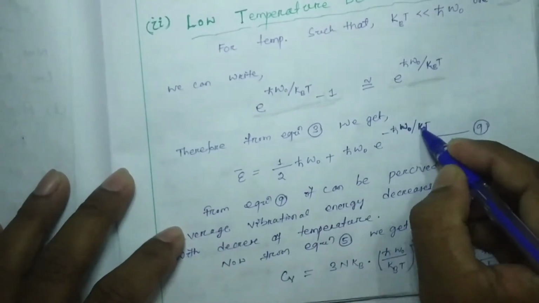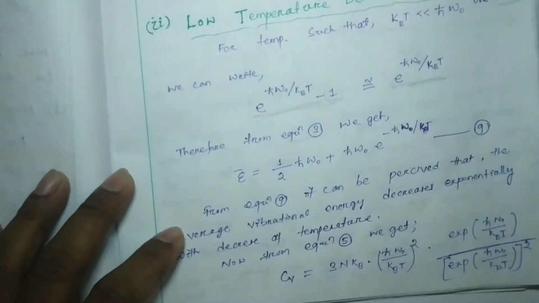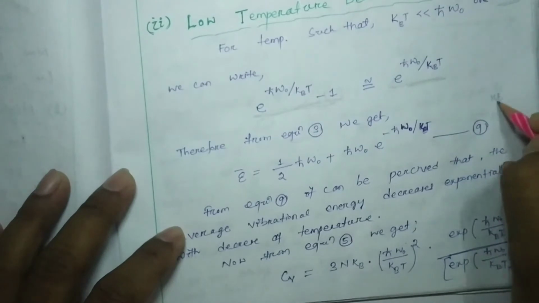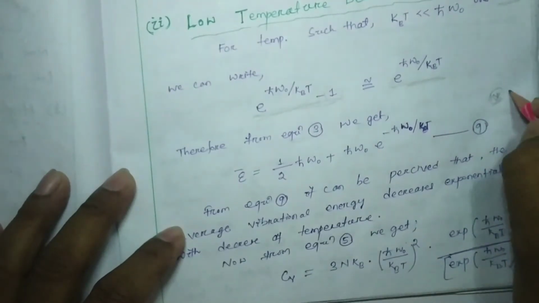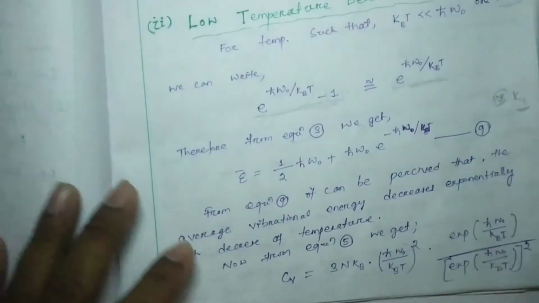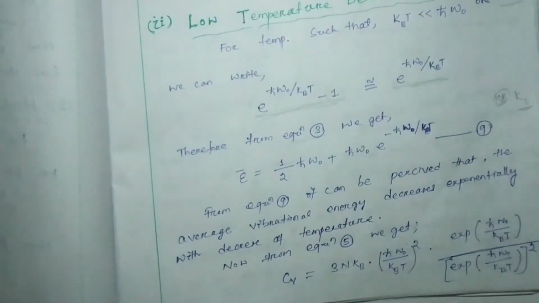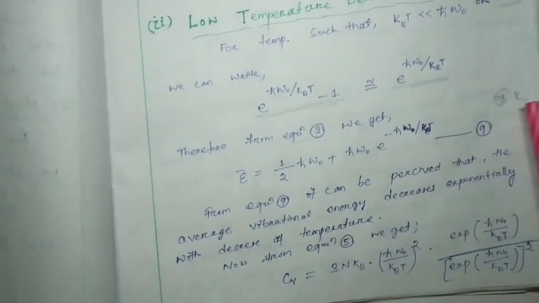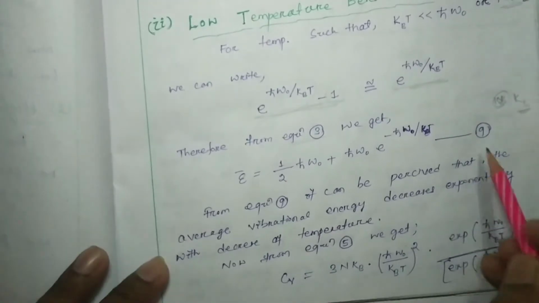Don't write in multiplication format, don't write like k into b, actually this is k subscript b. Wherever I have written KB, B is always at the subscript. So this is equation number 9.